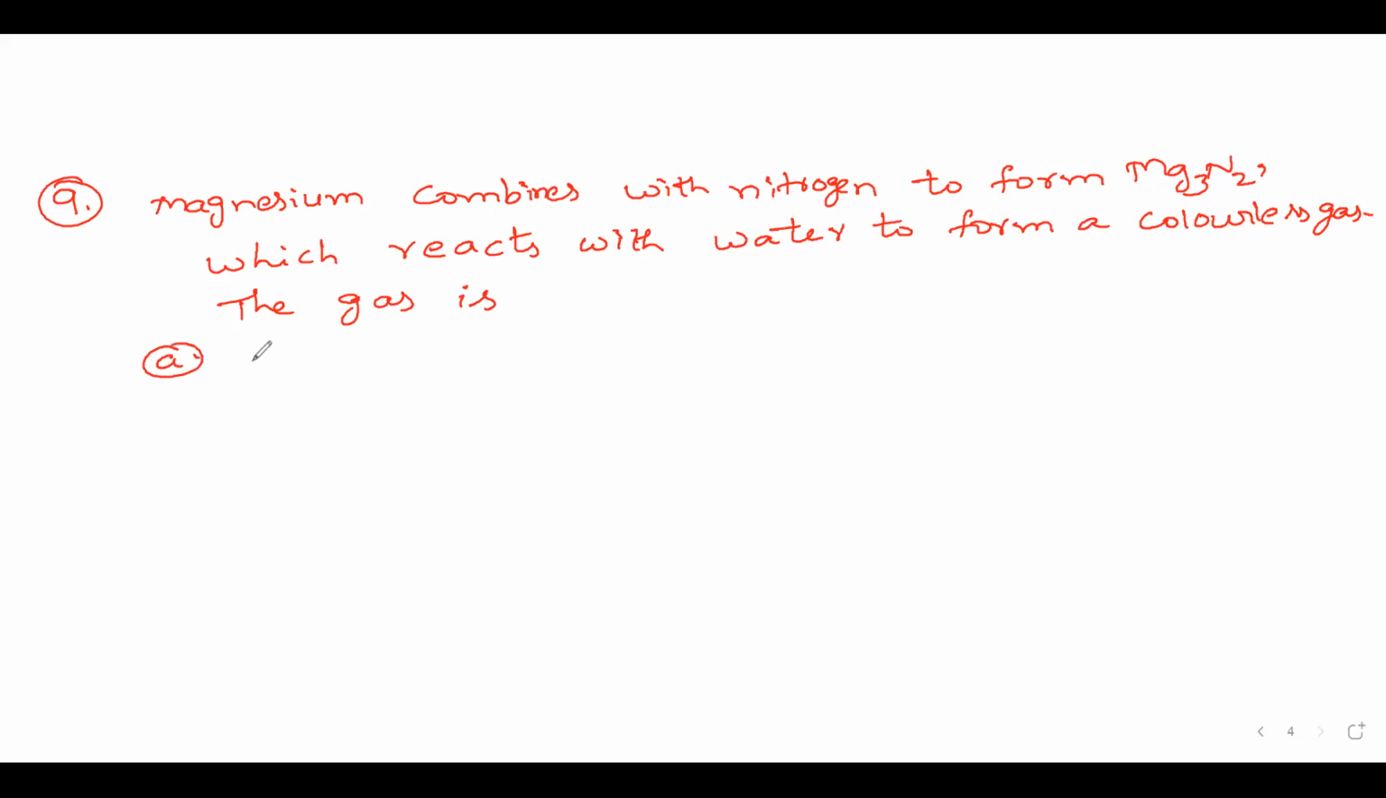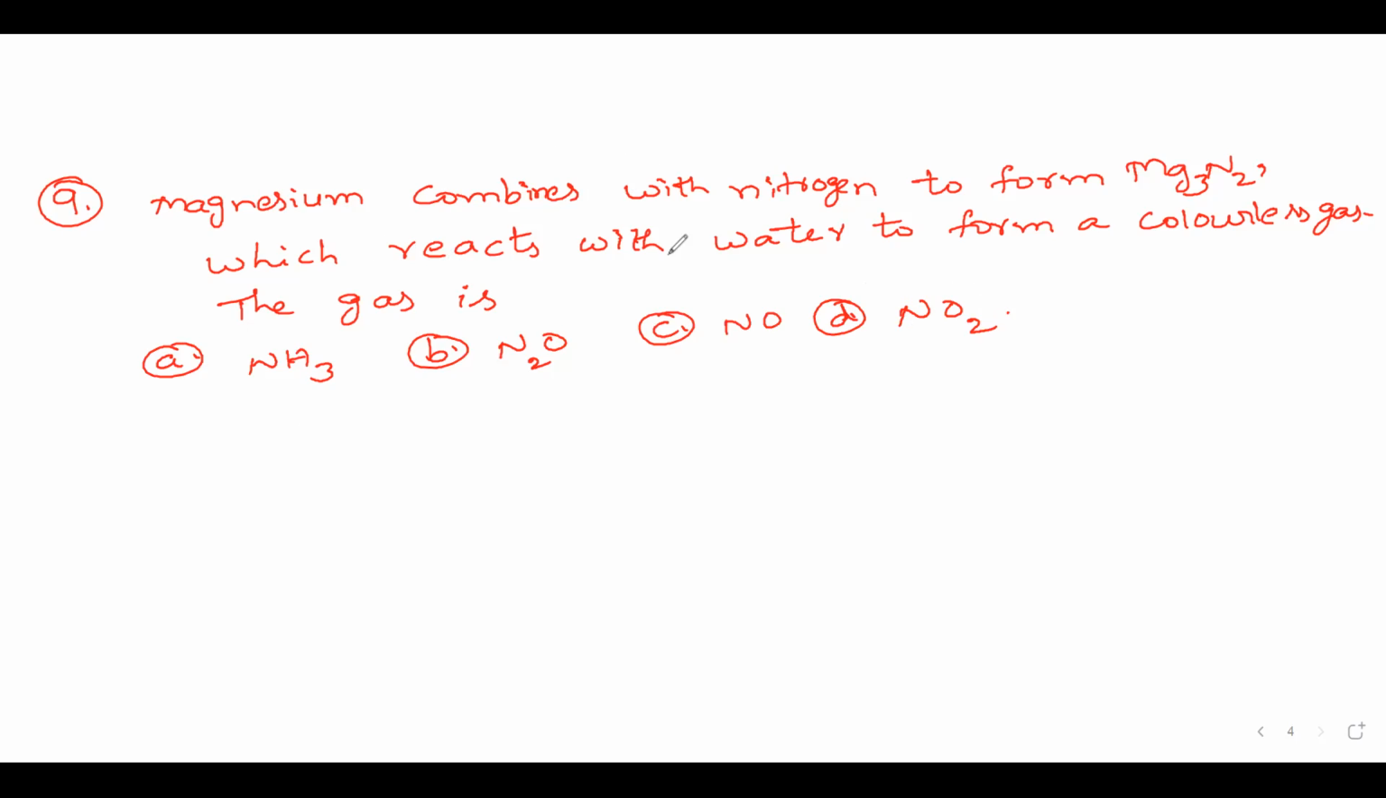Option A, it is ammonia. Option B, it is nitrous oxide, which is also called laughing gas. Option C, it is nitric oxide, NO. And option D, it is NO2, nitrogen dioxide. So there are four options given. You need to start with this. So magnesium combines with nitrogen to form magnesium nitride. This we already know. And this magnesium nitride, when combined with water, forms a colorless gas.